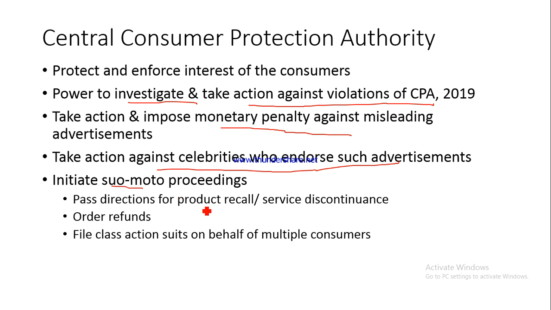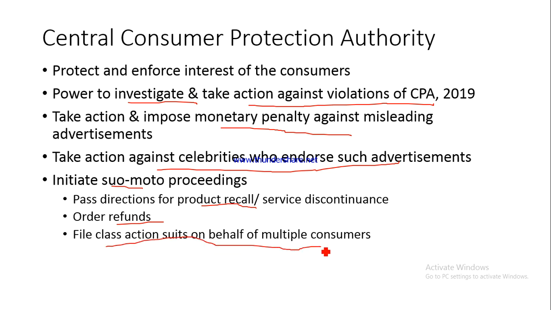They can pass direction for product recall. So in case they find out, for example, that a particular brand of mobile phone heats up and it may catch fire, so they can direct the manufacturer, direct the seller to recall, to take these brand of mobile phones back, and not to sell it to customers. So they can order these kind of things. They can pass directions in this regard. So they can pass directions for recalling such defective product or discontinuing some defective service. They can order refunds, and they can file class action suits on behalf of multiple consumers.